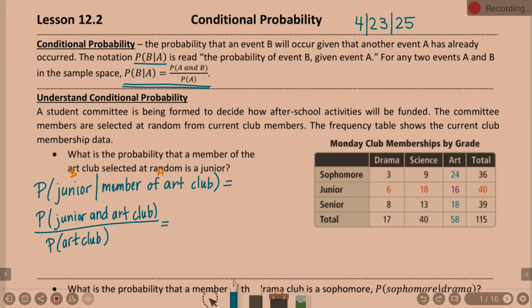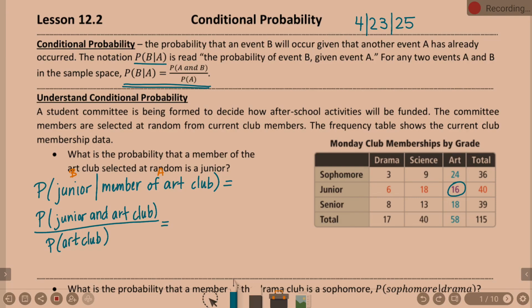Now, I'm going to show it the official way first, which to me is a little extra. And then we'll get to the easier, quicker way. Okay, just mathematically, it's a little easier. So on top, let's talk about the top. The probability that a student is a junior and in art club. What do we have happening here in terms of juniors and in art club? So there's 16 students that are juniors and in art club.